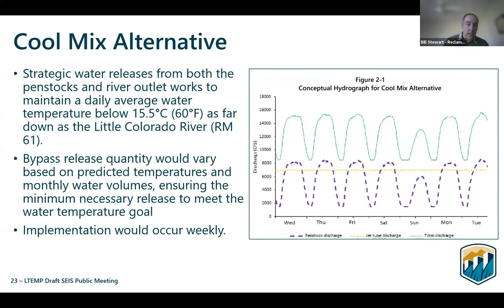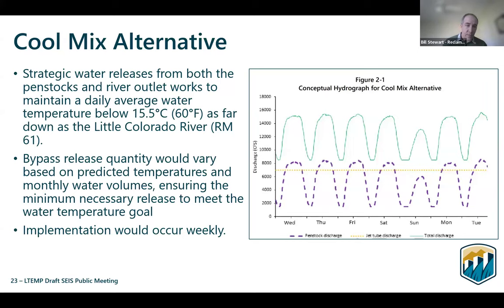Go ahead and go on to the next slide. So I'll walk through each of the action alternatives here. The first one is the cool mix alternative. And that's exactly it. It's a mixture of both cold water through the bypass tubes, as well as water passing through the penstocks. You'll see on the right-hand side is a figure. This is a conceptual hydrograph of the alternatives. The purple dashed line represents the discharge through the penstocks. The amber-colored, orangish-colored dotted line represents the amount of discharge through the bypass tubes, and then the green line represents the total discharge. So that's the combination of bypass and the penstocks.